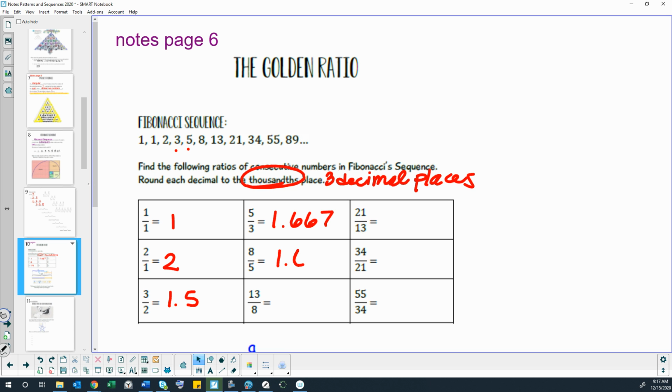Isn't it just still 1.6? Just 1.6. Okay. And then 13 divided by 8. Okay, and then 21 over 13. 1.615. Okay, 34 over 21. And then 55 divided by 34.